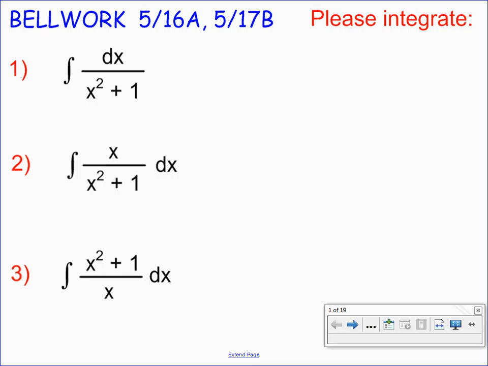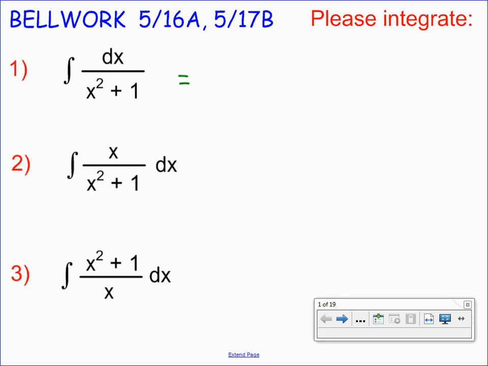So, how did we integrate that first one? That first one when we had the indefinite integral of 1 over x squared plus 1. How did you recognize that? Sammy? Tangent inverse. Absolutely. This is a straight inverse tangent problem, and so we don't have to provide any constants for that one.